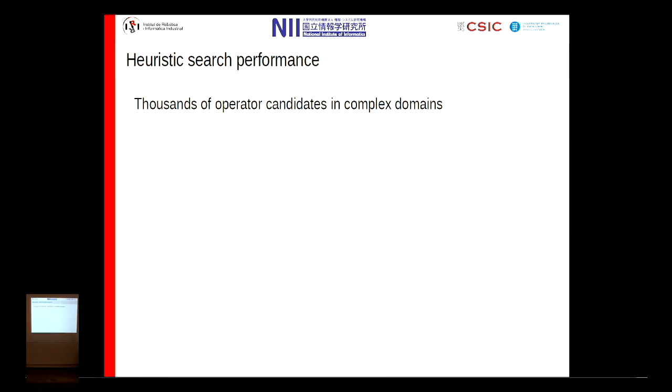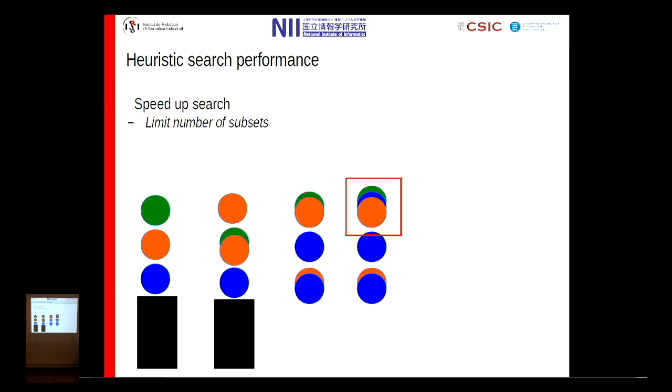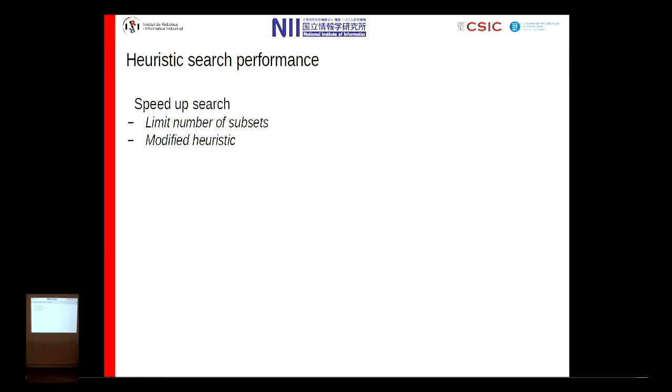So one problem that we may have is that in complex domains there will be thousands of operator candidates, and we did several things to speed up search. One thing is to limit the number of subsets being used when doing the search. So in this case, if we limit the number of subsets, the algorithm would be faster, but we may not obtain the optimal solution. So we have to be careful with this parameter.